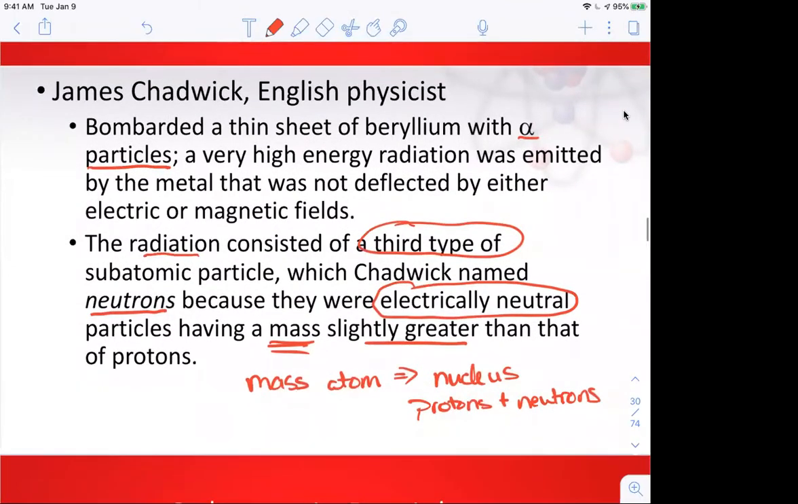Okay, we're going to stop here, and then we're going to continue by looking at atomic theory in a little bit more depth in a second lecture.